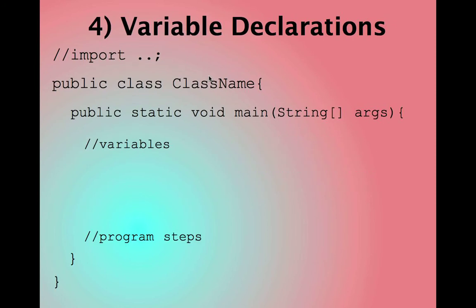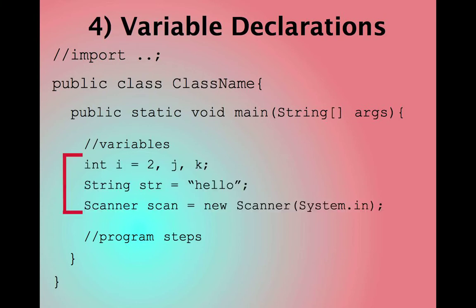Now we will put in our variable declarations. Go below the variables comment and type in whichever variables that you already know you plan on using. For example, here we have ints i, j, and k, String str, and Scanner scan. And notice that we are only declaring j and k while we are declaring and initializing i, str, and scan.